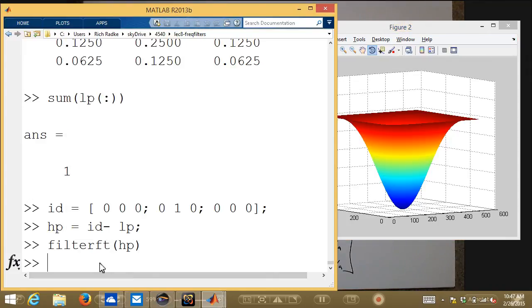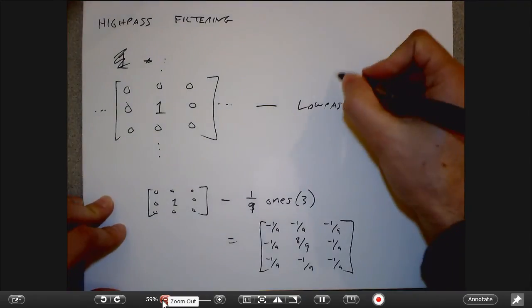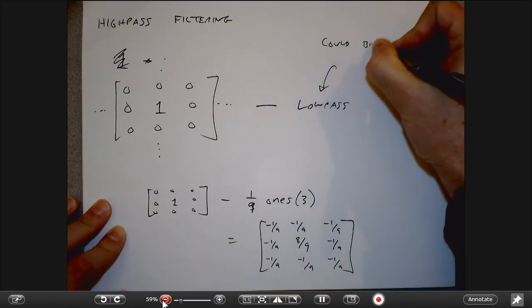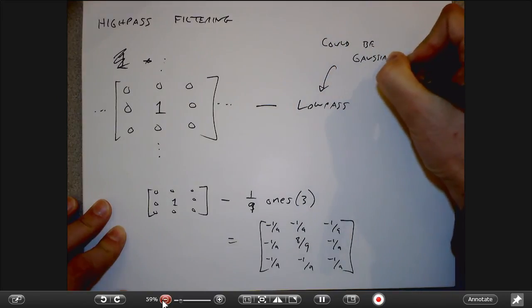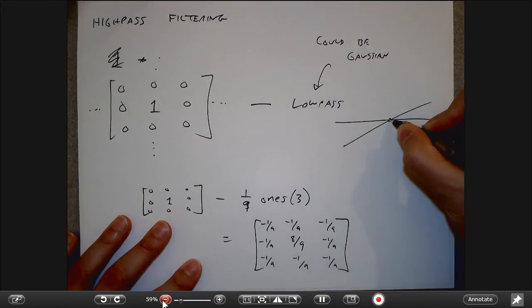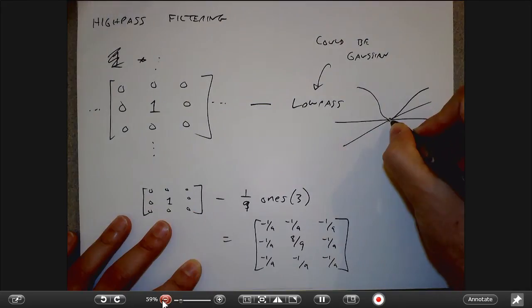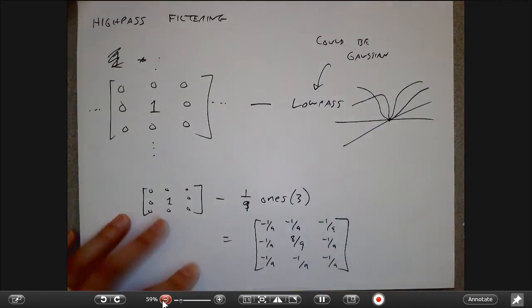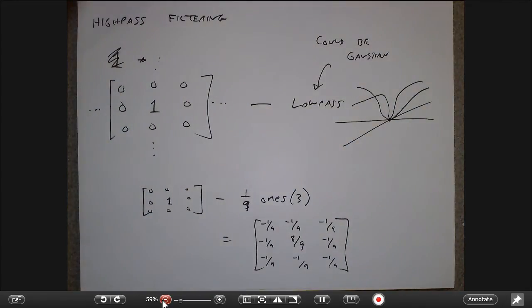Okay, and in the same way, it's possible to design a Gaussian high-pass filter. So again, I can substitute my low-pass filter, which could also be a Gaussian filter. And the effect of that would look like an inverted bowl. Kind of a crappy drawing, but you get the idea, right? Something that is a bowl in the middle and big at the ends.